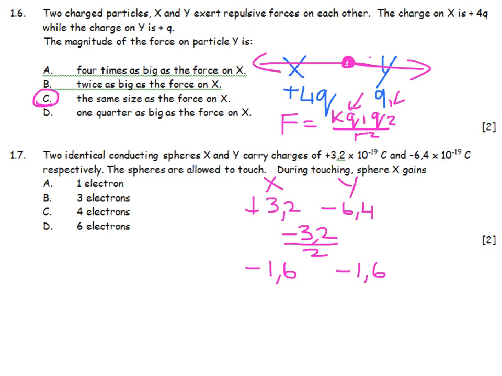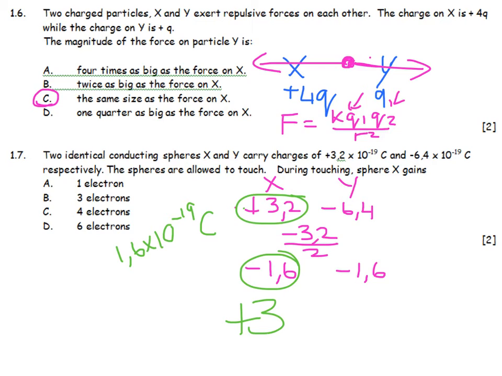During the touching, what happened to sphere X? Well, it used to be at plus 2 electrons, because remember, each electron is 1,6 times 10 to the negative 19 coulombs in charge. So you're going to find that instead of being plus 2, it is now minus 1. So it gained 2 electrons to fix that problem, plus another 1. So altogether it gained an extra 3. Notice what happened to Y. Y went from being negative 6,4 to being negative 1,6. So it lost 3 electrons. 3 electrons were transferred in that process. So the answer is B.